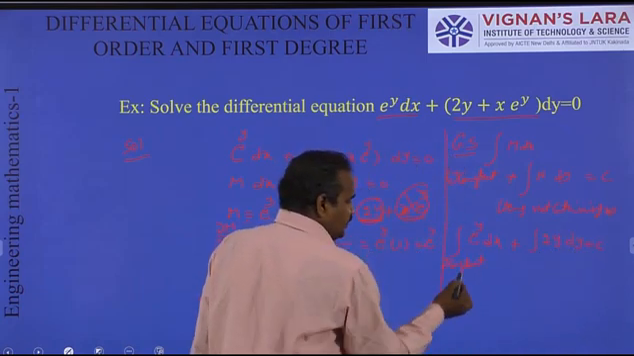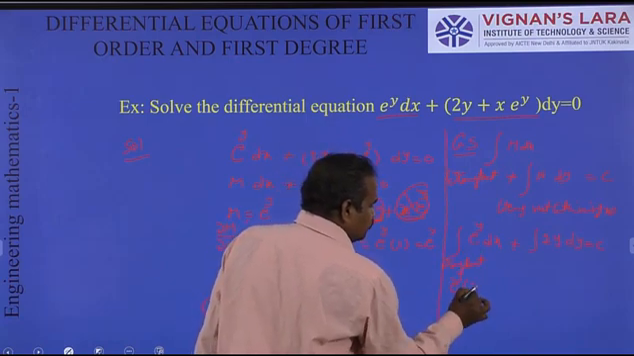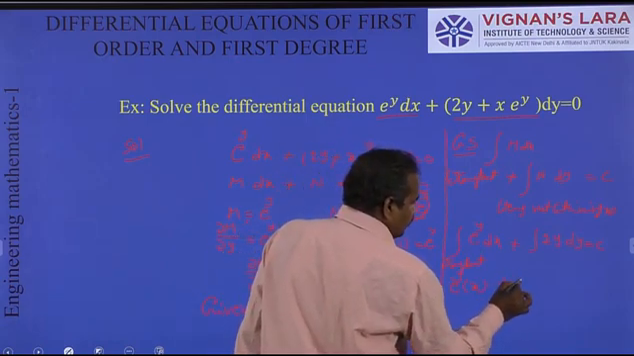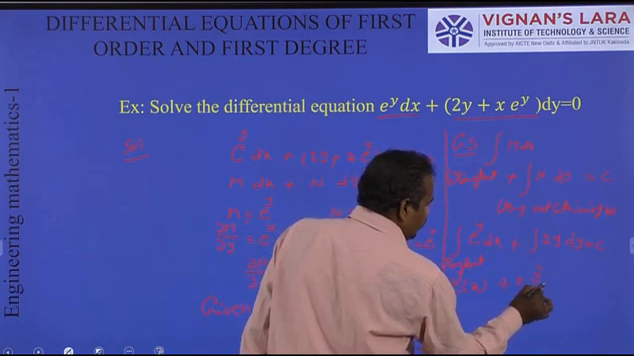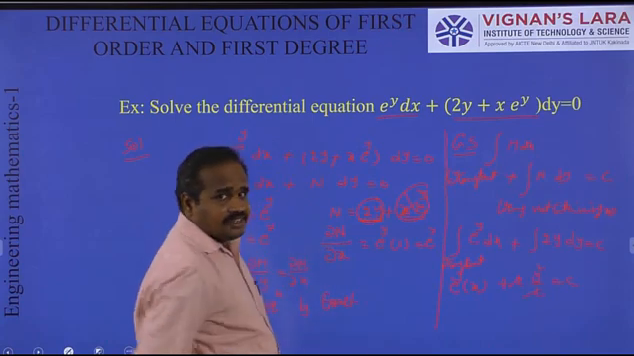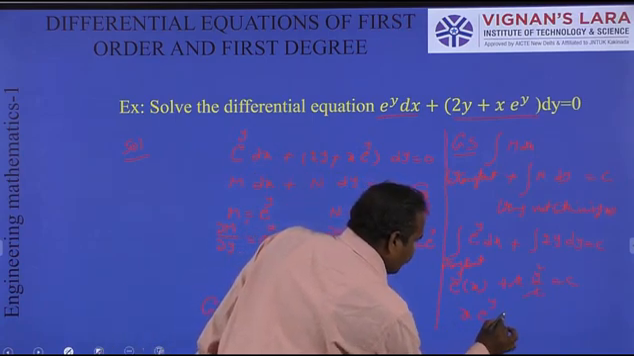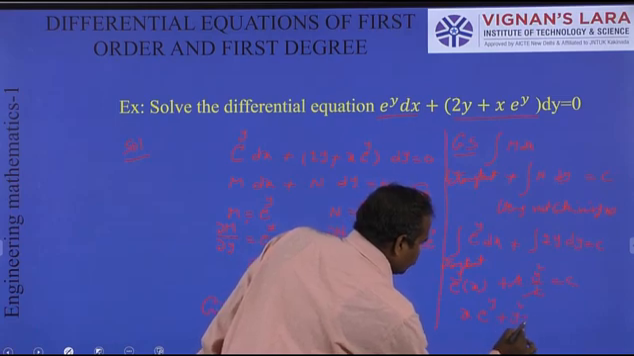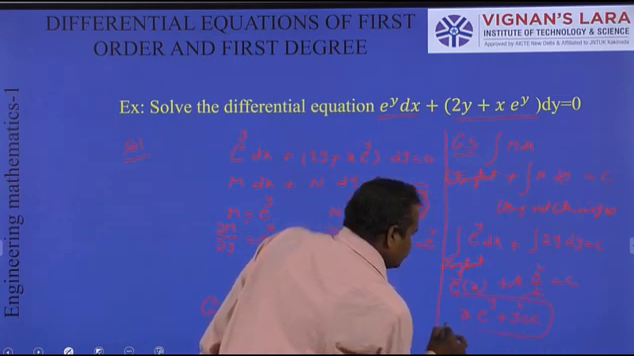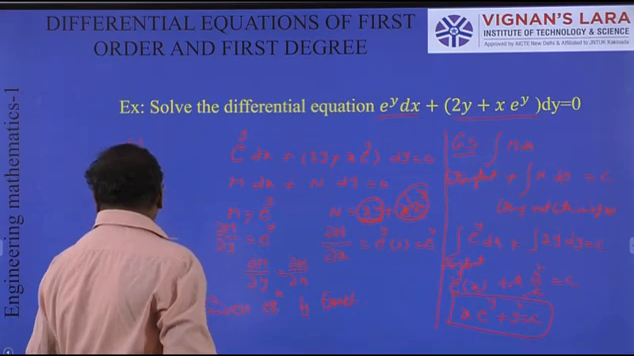In this integral, y is constant, so write that y outside. Remaining is what? 1. 1 integration with respect to x is x, plus 2 into y integration with respect to y is y square by 2, is equal to c. 2 getting cancelled. So this one is what? X into e power y plus y square is equal to c. This is called the general solution of the given differential equation.